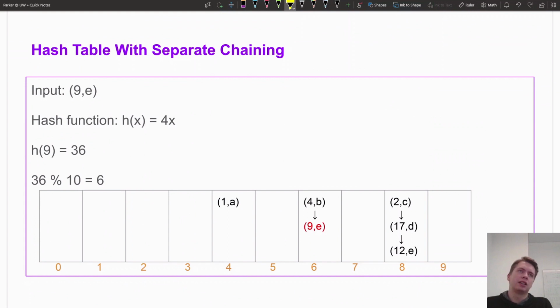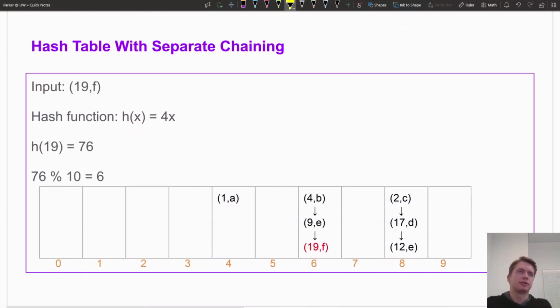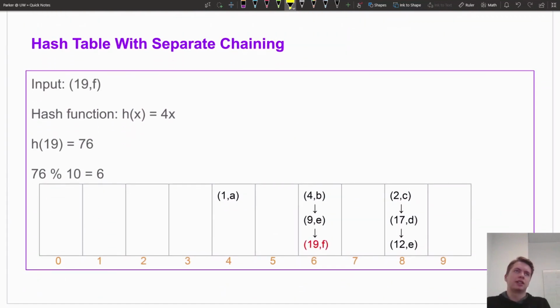For 9e, 9 times 4 is 36, 36 mod 10 is 6. We'll insert 9e into bucket 6. All right, 19f, 19 times 4 is 76, 76 mod 10 is 6. Insert 19f in bucket 6.